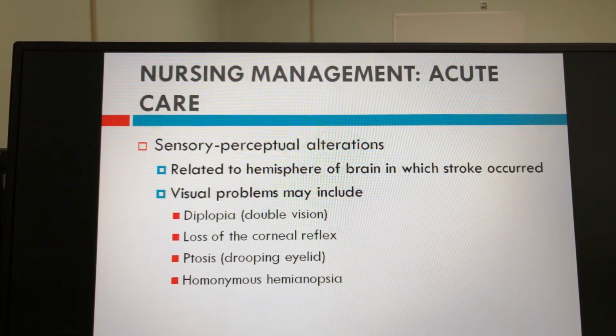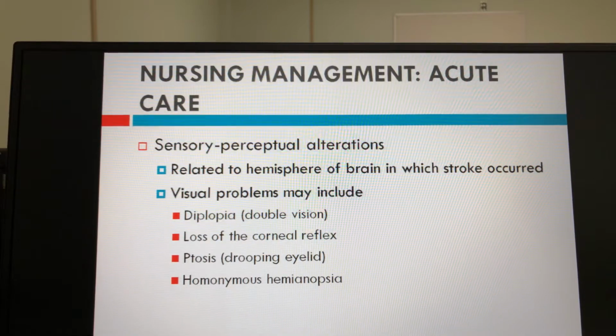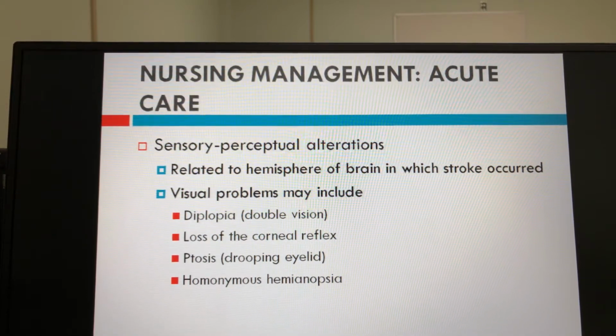Sensory perceptual problems are common in stroke patients. Visual problems influence safety and ability to be independent. And you guys remember, safety is your middle name. If you can't remember nothing, you pick the answer that's got safety in it, because it's always about being safe, and that's what NCLEX is testing you about.